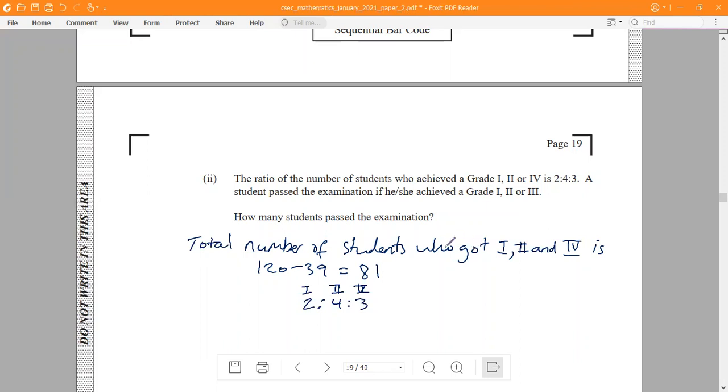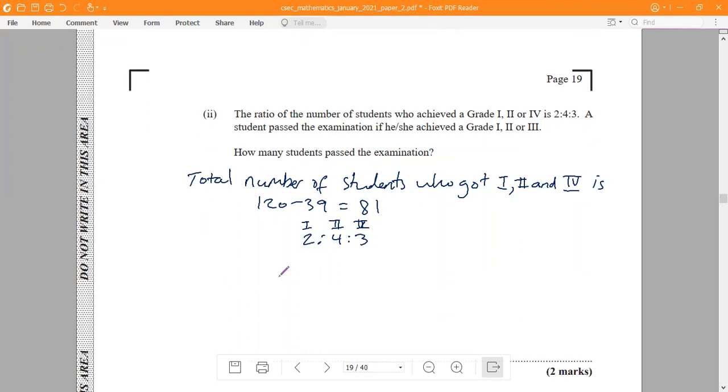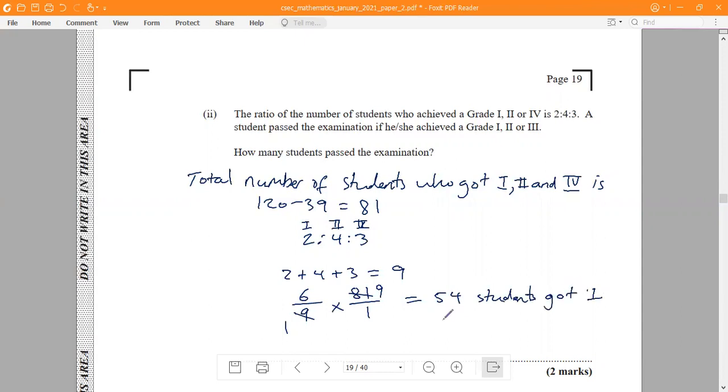So we know how many people got 3s. We got 39 people. But the question is how many people got 1s and 2s? In all, we add up the number of parts and we get 9 parts. Then we add up 2 and 4, and 6 out of the 9 parts receive passing grades. All of these add up to 81 children. So we just cancel 9 into 9, 1, 9 into 81, 9, 9 times 6 is 54. These 54 students got 1s and 2s.